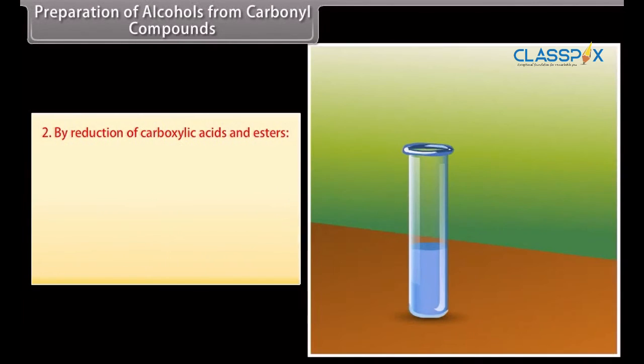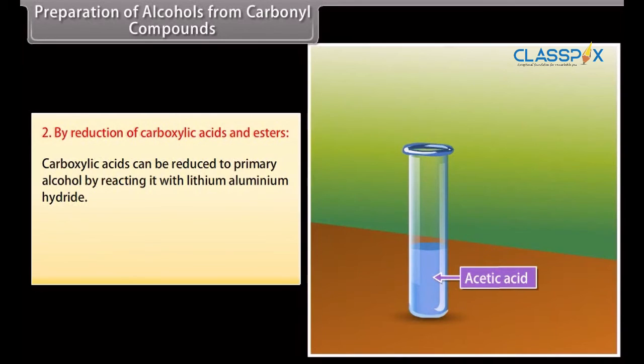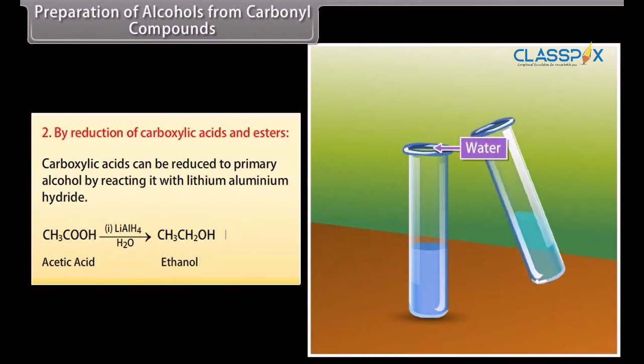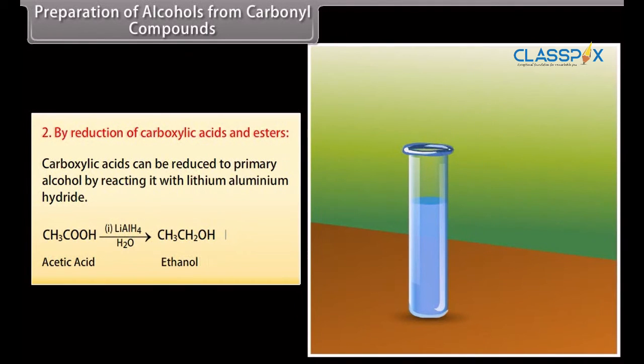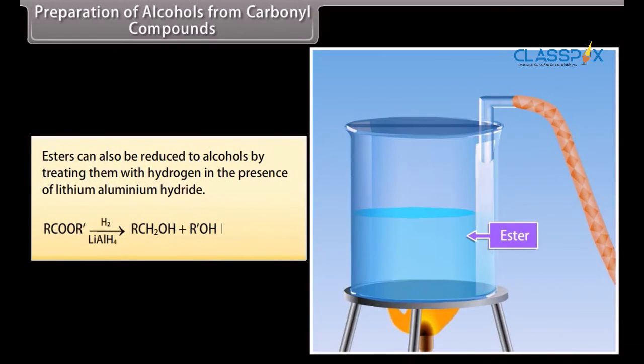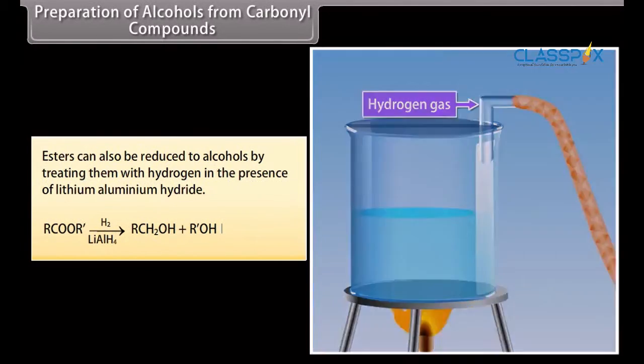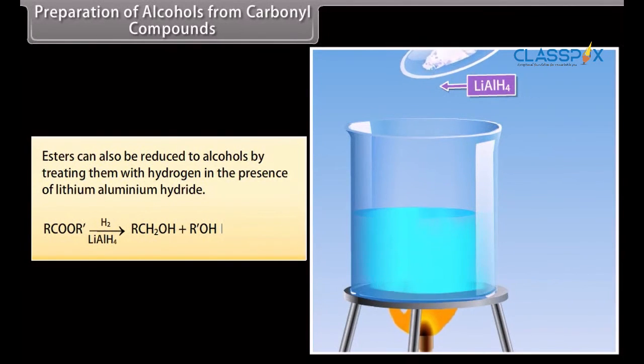From carbonyl compounds. By reduction of carboxylic acids and esters. Carboxylic acids can be reduced to primary alcohol by reacting them with lithium aluminium hydride. Acetic acid is reduced with lithium aluminium hydride, followed by water, which forms ethanol. Esters can also be reduced to alcohols by treating them with hydrogen in the presence of lithium aluminium hydride.